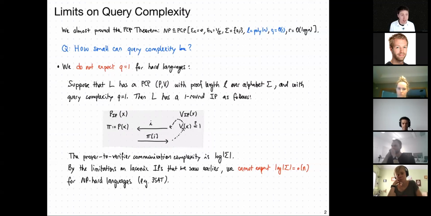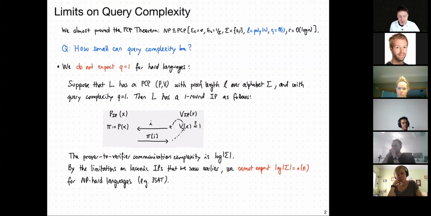Notice that it did require an argument, though. It required explaining. It seems intuitively that a one-query PCP should not be working for hard languages, but actually writing down why that's the case requires going first on interactive proofs and then limitations on laconic interactive proofs. Any questions about this proof?